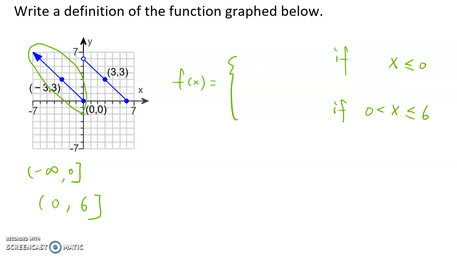So for this piece of graph, it's pretty obvious that's a line, so it should be in the form of y equals mx plus b, right? So all we have to do is to find its y-intercept and the slope, right? The y-intercept is right here, which is 0. So I know b here is equal to 0.